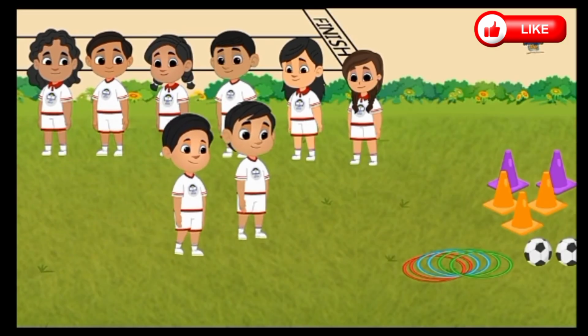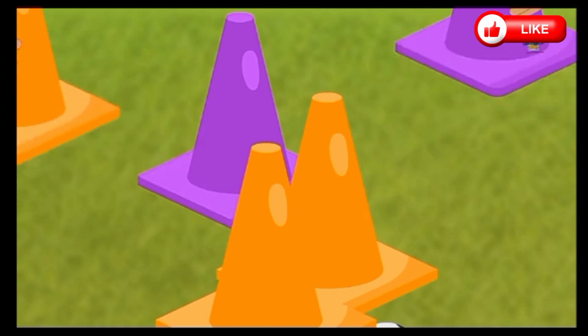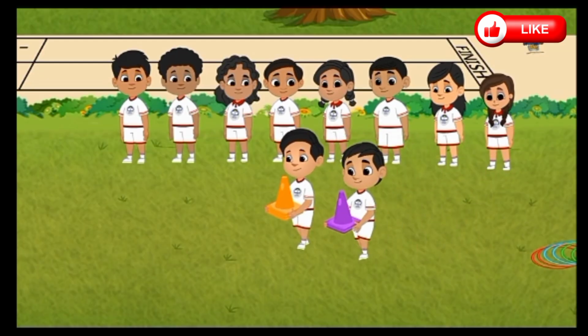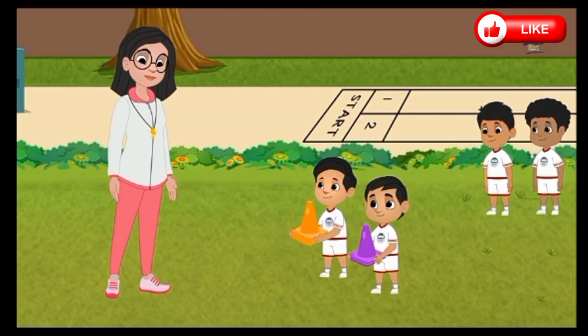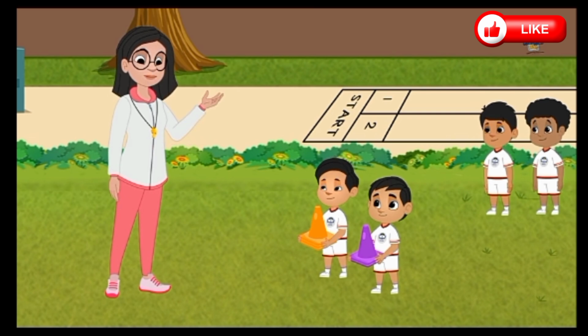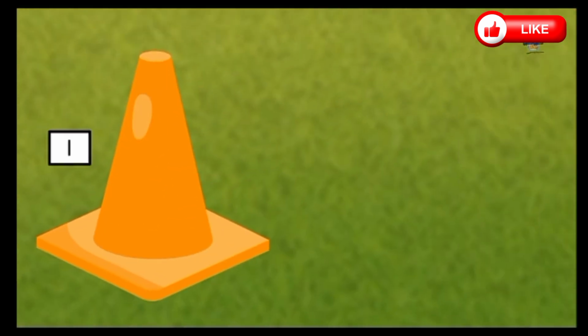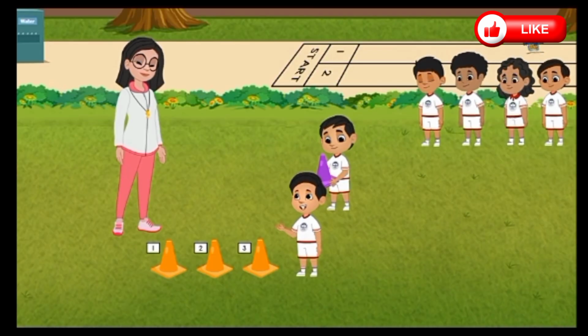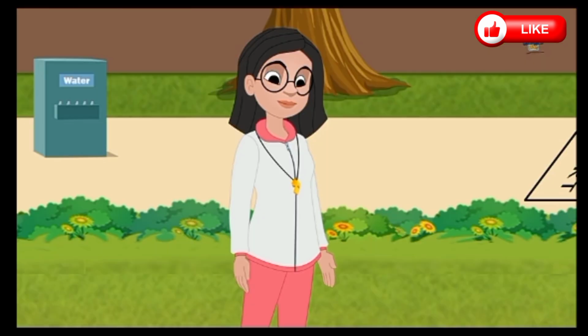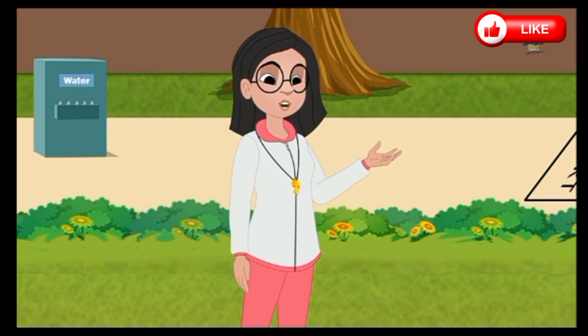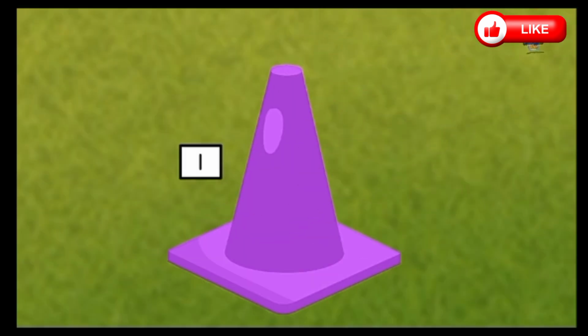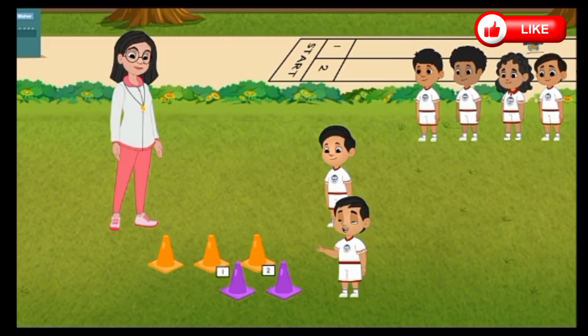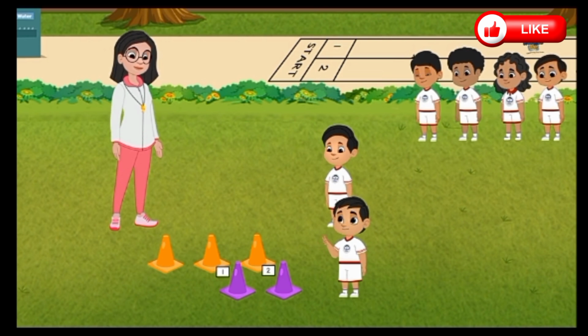Neil and Sid get the cones and hand it over to the teacher. Here they are, teacher. Thank you. How many cones have you got, Neil? 1, 2, 3. I have got 3 cones, teacher. And how many do you have, Sid? 1, 2. Teacher, I got 2 cones.